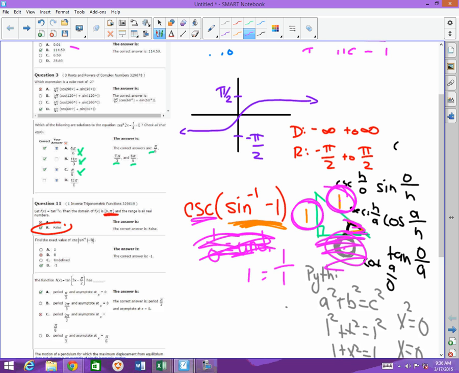All right. But that's how you can do any of those, no matter what you get for a value in here, or if this is even switched.